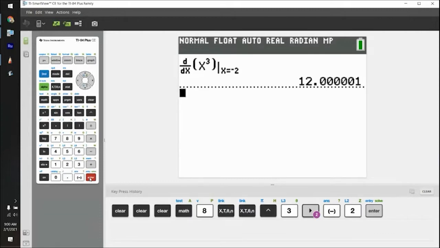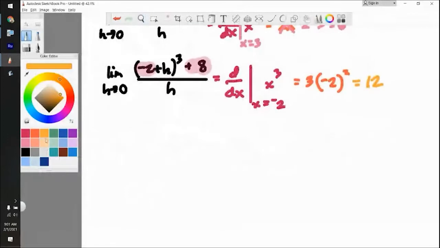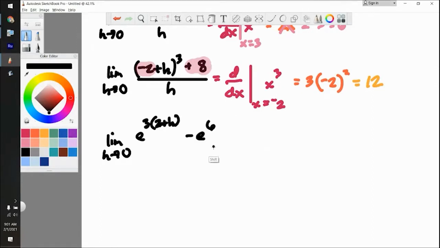I expect you to know that. Are there any questions on anything I went over so far? All right, cool. Let's try another one here. Let's do the limit as h approaches 0 of e to the 3 times (2 plus h) minus e to the 6th, all over h. All right, so this is really the derivative of what?